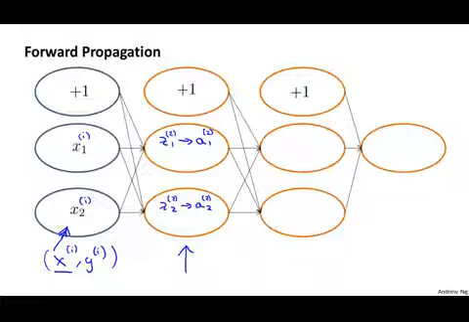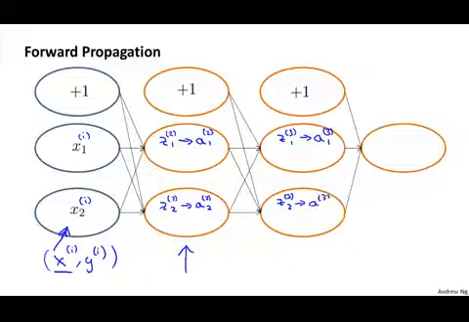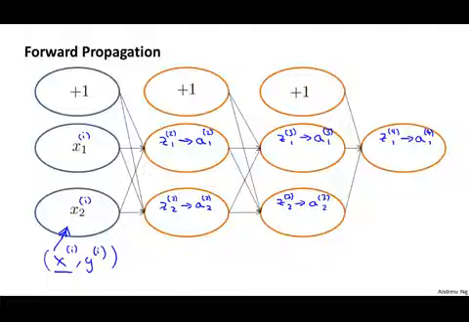Then we forward propagate again to get z^(3)_1, apply the sigmoid or logistic activation function to that to get a^(3)_1, and similarly until we get z^(4)_1, apply the activation function, and this gives us a^(4)_1, which is the final output value of the neural network. Let's erase this arrow to give myself some more space.